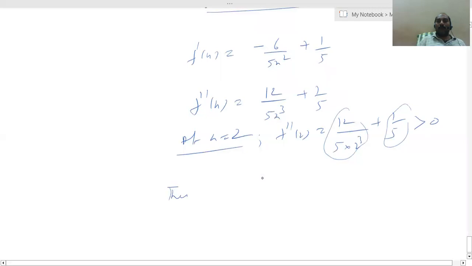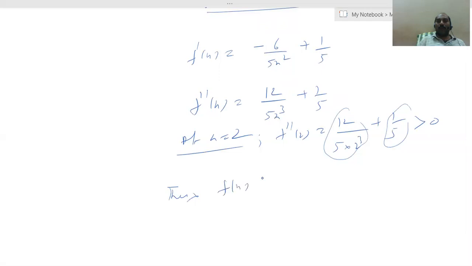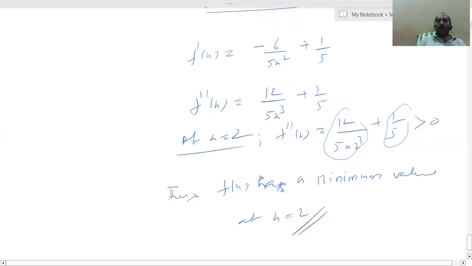That means the second derivative is positive at the point. There, as per procedure, we say that f of x has a minimum value at x equal to 2. That's all. Stop the process.